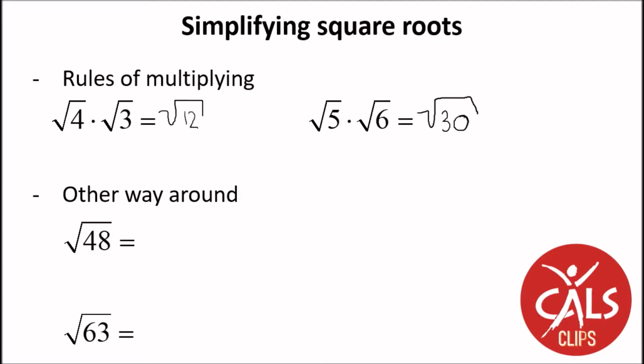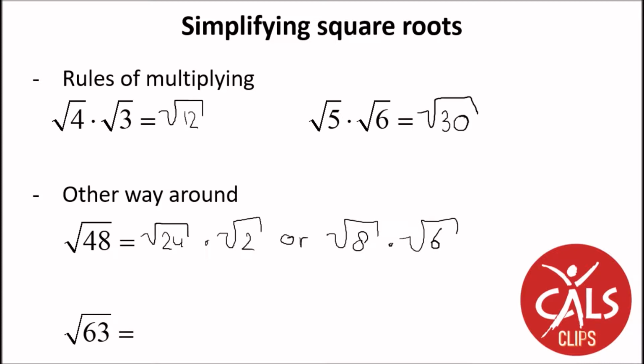So we can say the square root of 48, we can also write like the square root of 24 times the square root of 2, because 24 times 2 is 48. I can also write it like the square root of 8 times the square root of 6, because 8 times 6 is 48. Or I could write it like the square root of 16 times the square root of 3, because 16 times 3 is also 48. And maybe you can find other numbers to make 48. So you can write a single square root with two square roots multiplied.